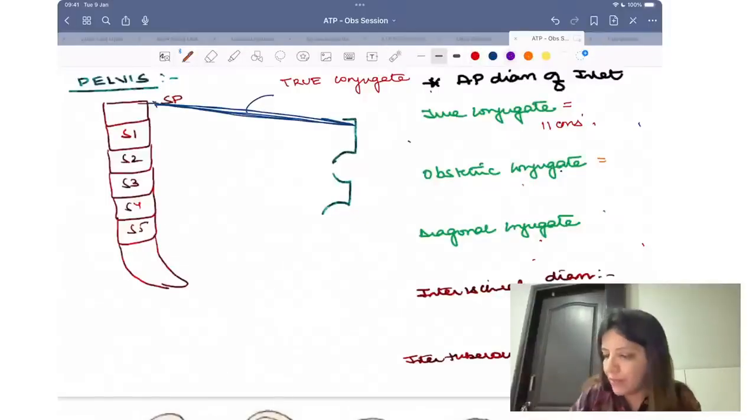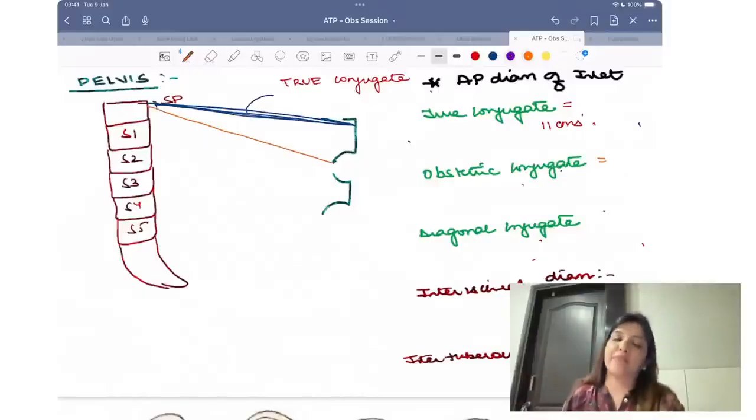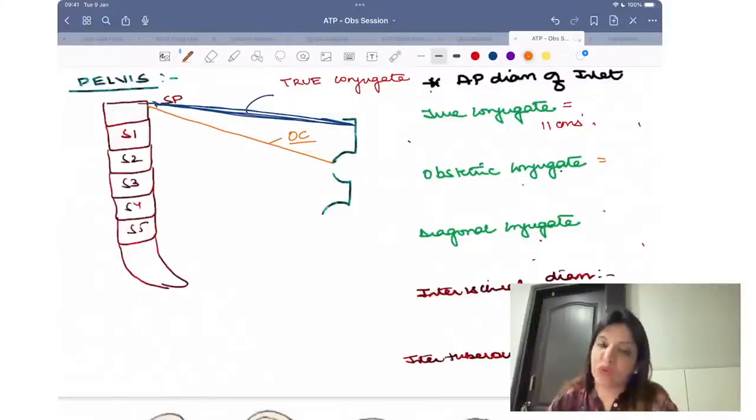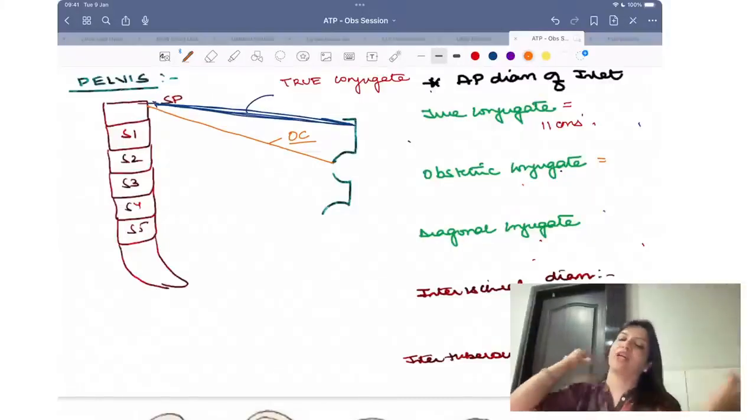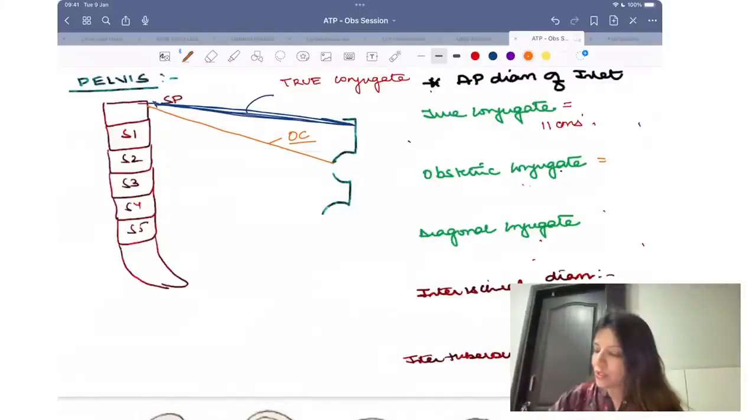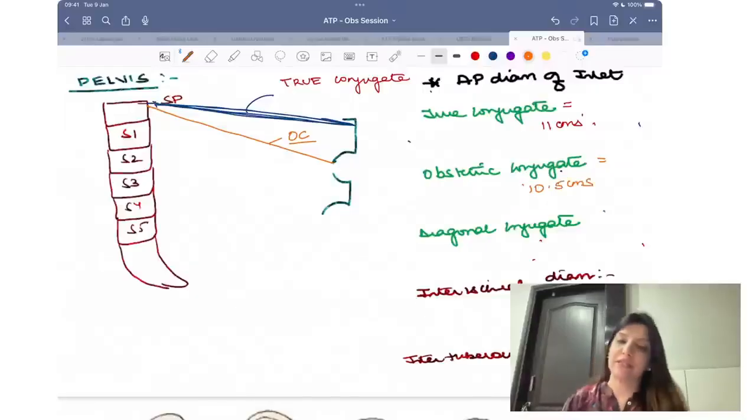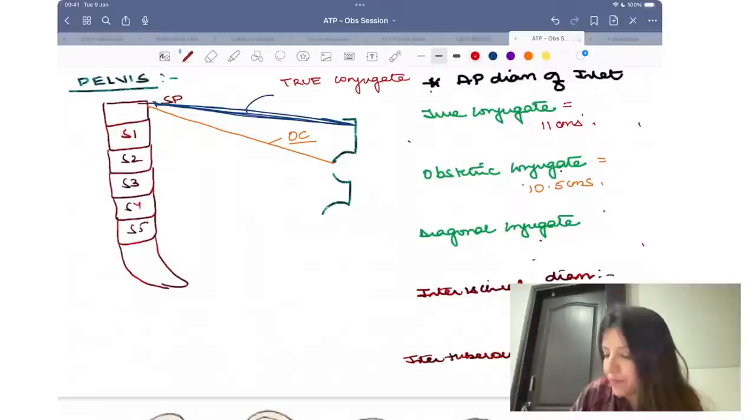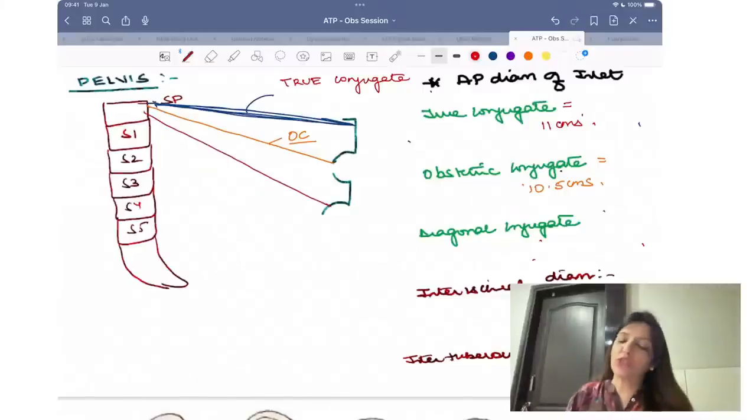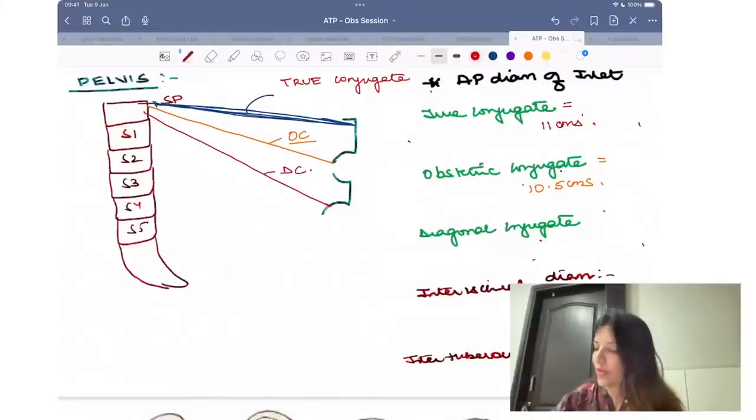Then we have the obstetrical conjugate. Obstetrical conjugate is from the middle of the pubic symphysis up till the sacral promontory. So this is the obstetrical conjugate. What is the value of the obstetrical conjugate? It is 10.5. Shine beta, NEET PG students can watch this session definitely, but you need to know slightly more than this. This much you definitely need, there is no doubt about it. So this is 10.5 centimeters.